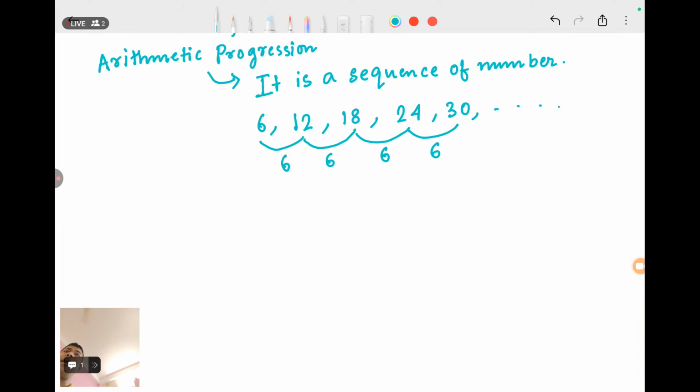Okay, I think you have understood. If you have any question, then you can ask me. What is the meaning of arithmetic progression? Any question, I am ready to answer. You can ask me in the chat box. So what is the meaning of arithmetic progression?